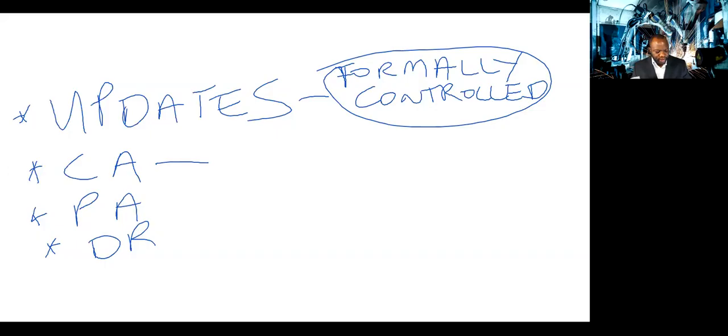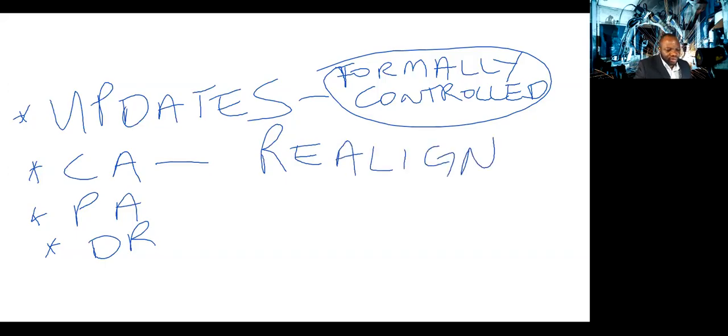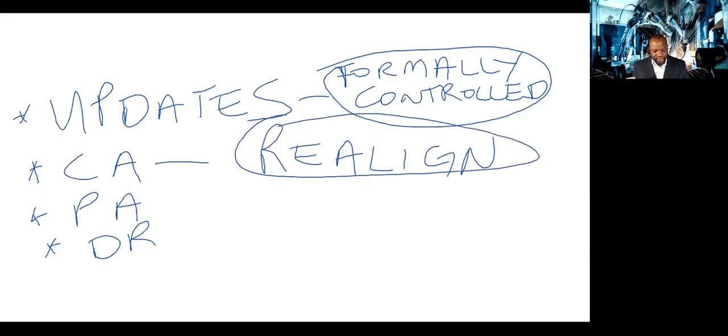What about corrective action? Let's read here on page 96 again. Corrective action. The key word is realigns. Any realignment is corrective action. It says, an intentional activity that realigns the performance of the project work with the project management plan.